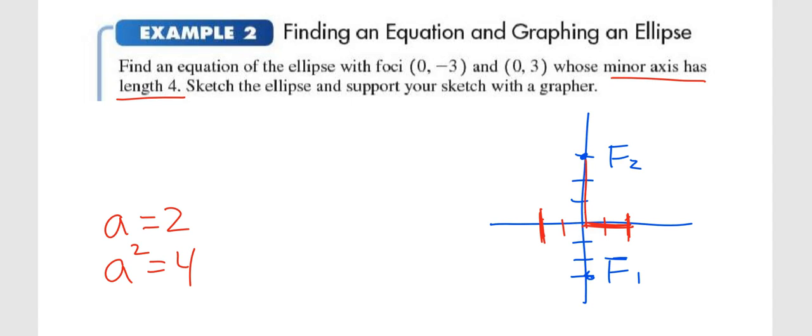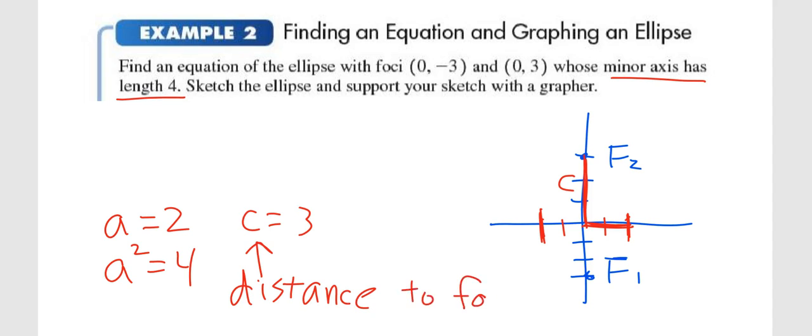How about the distance to the focus? We call that C. Does anybody know what C is? 3. C is always your distance to the focus. If I didn't mention that enough, that's what it is. We should probably have enough information to find B, since we know that C squared equals the absolute value of A squared minus B squared.